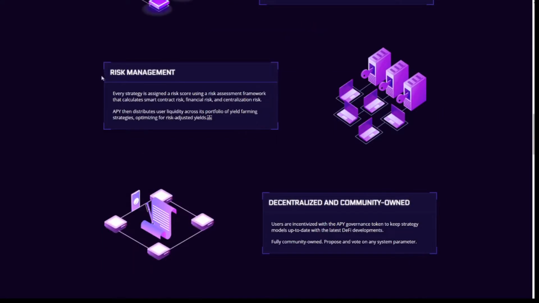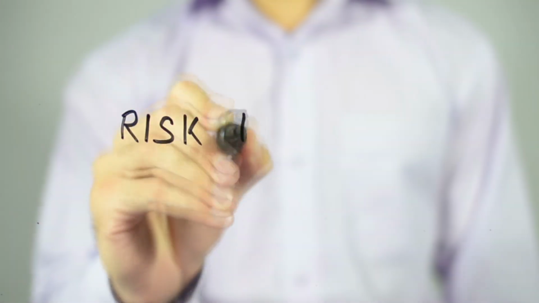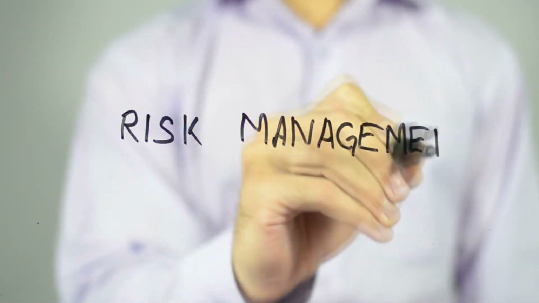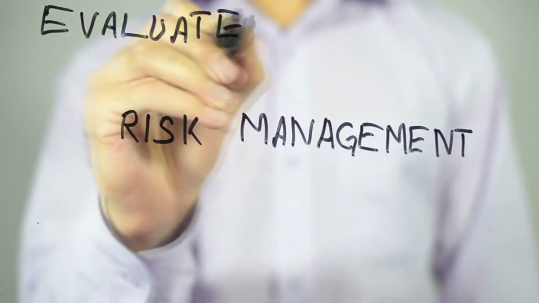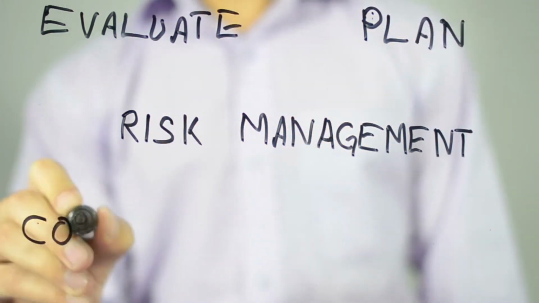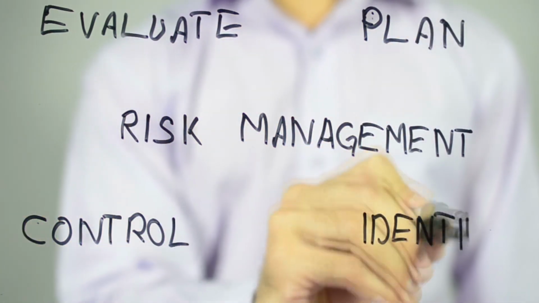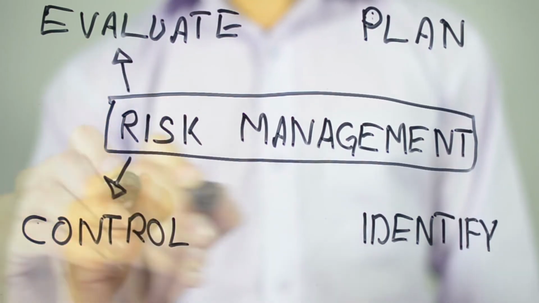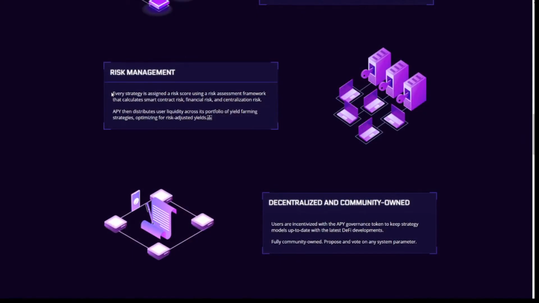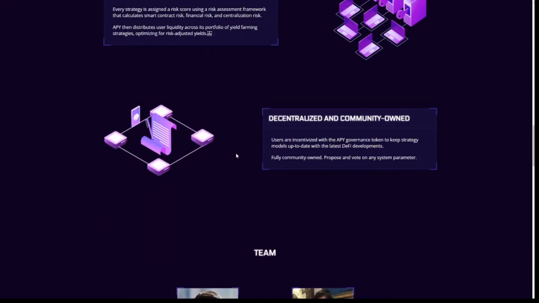Another interesting aspect is risk management, and I definitely like the sound of that, and I hope they were able to implement it well. So they will assign different strategies, and then every strategy has a risk factor, and this way you're able to decide how much risk you want to take. To conclude, the idea is that the whole protocol will be decentralized and community owned. And to vote on the different strategies and everything that goes on within the community and the protocol, we of course will have the APY governance token.